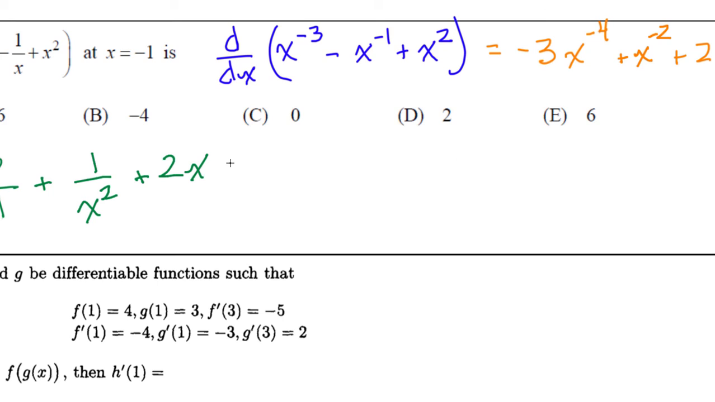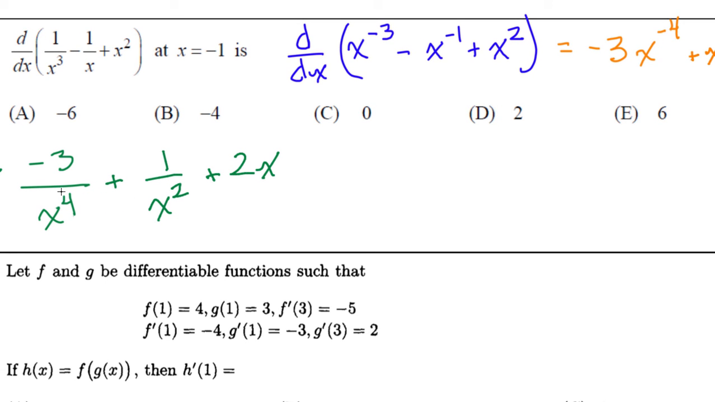So I just have to put these numbers in. I don't care about squares and cubes since they're already up there. So it's negative 3 over x to the power of 4. Yeah, the x moved down. All right, and that's going to be evaluated at x equals negative 1.